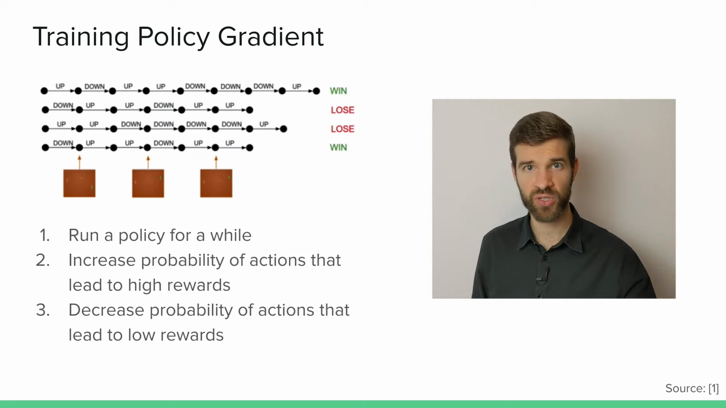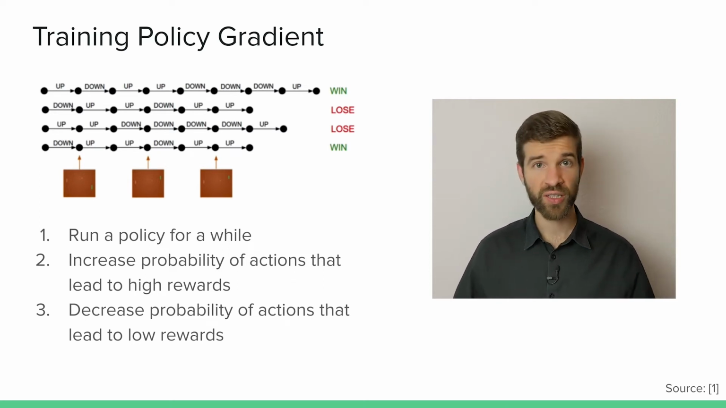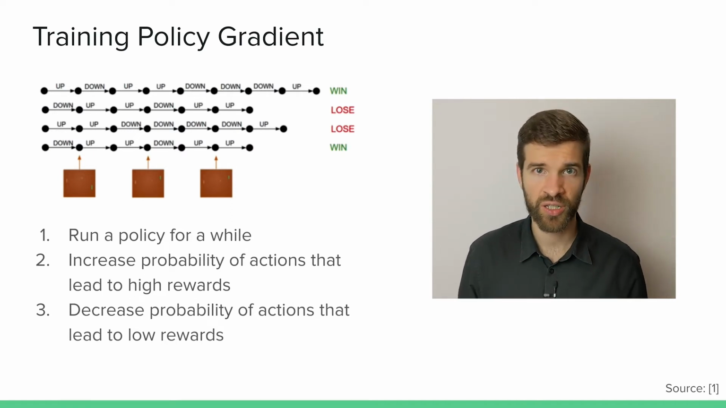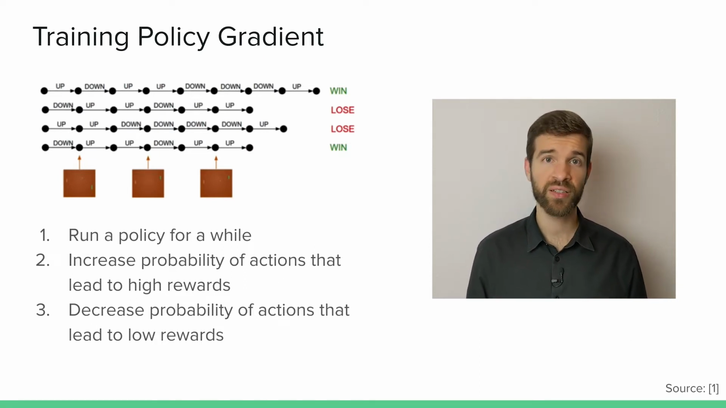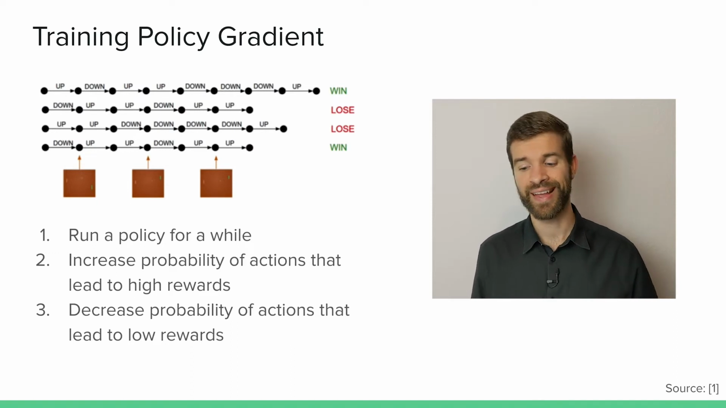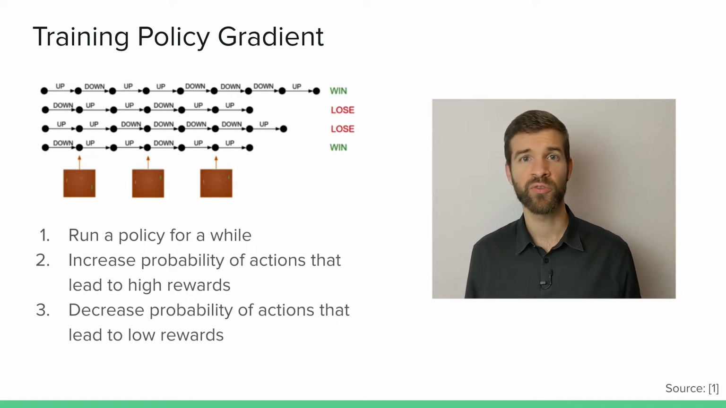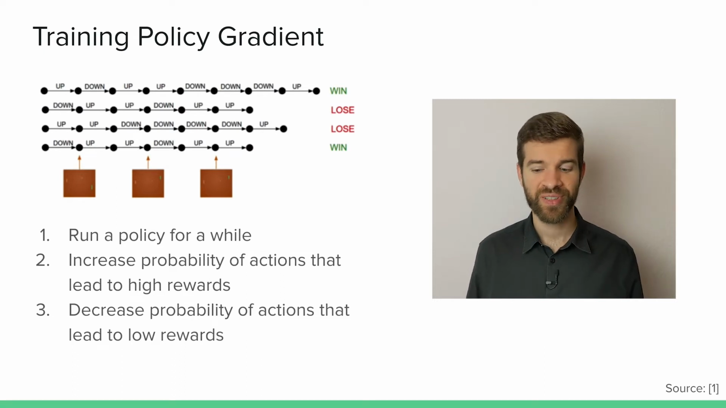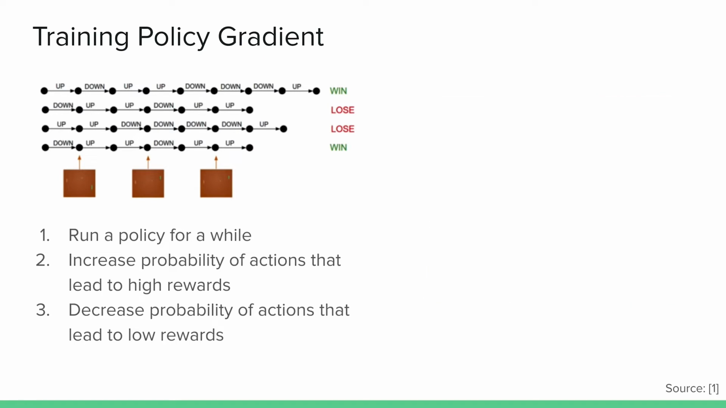If you win, you get a positive reward. If you lose, you get a penalty. So we run the policy, whatever initially we've come up with, for a while, and then our learning process would try to increase the probability of all those actions that led to a higher reward, and decrease the probability of all those actions that gave us a low reward. Sounds quite obvious, I think.